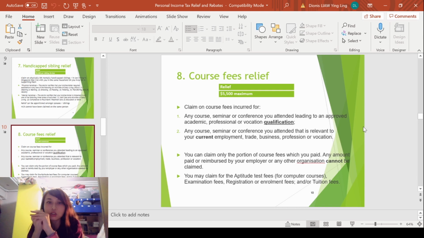You can only claim a portion of the fees that you paid. Any amount paid or reimbursed by other organizations cannot be claimed. The fees that they have included are the test fees, exam fees, registration fees, enrollment fees, and or tuition fees.